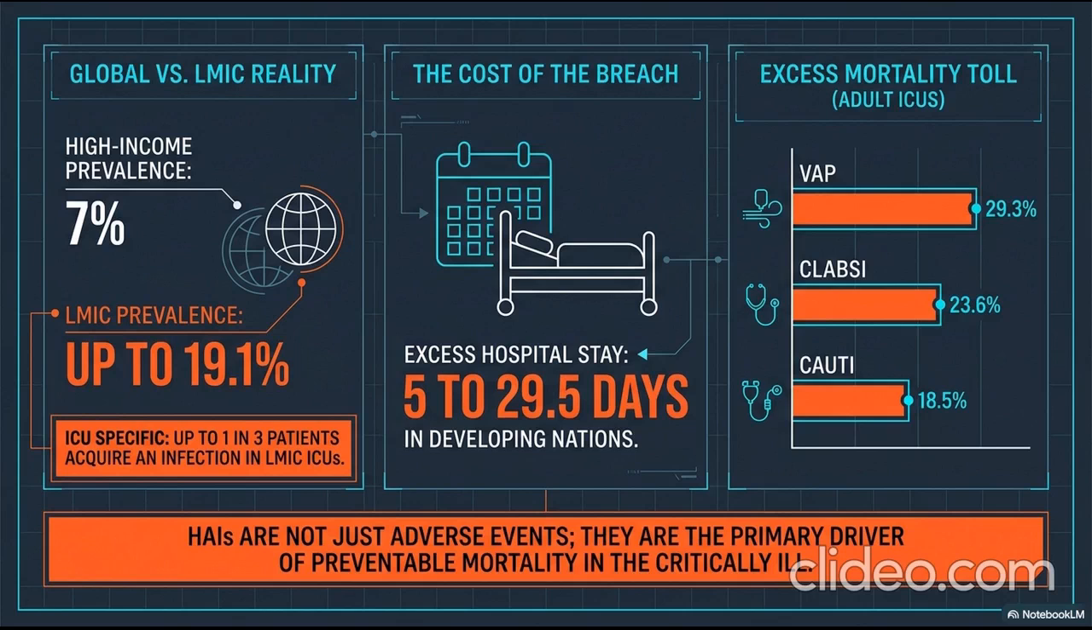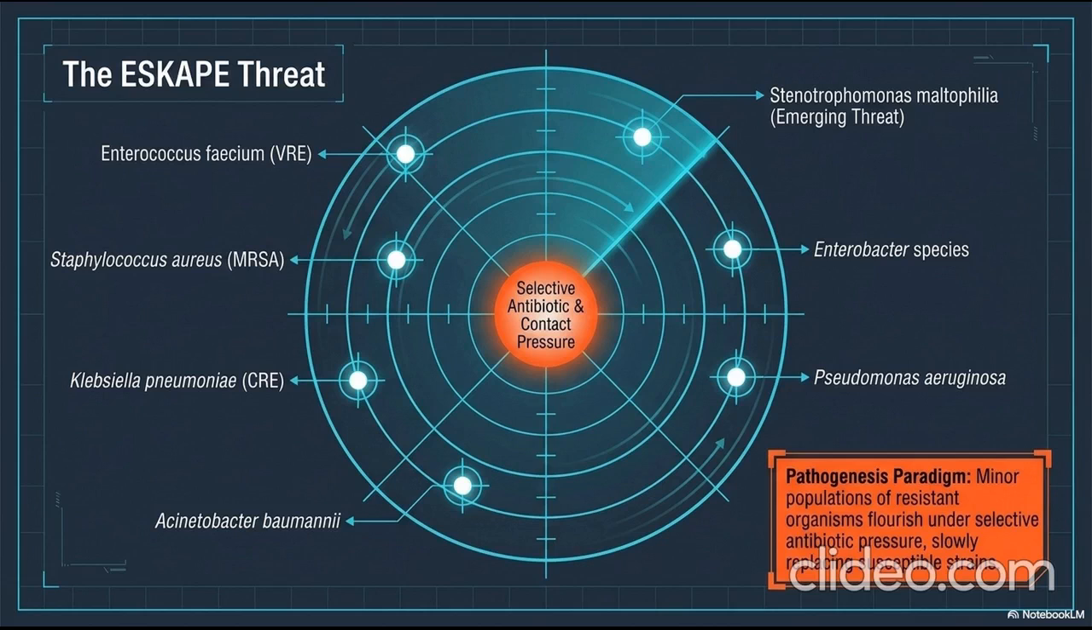These infections are the primary driver of preventable mortality, with ventilator-associated pneumonia, VAP, carrying a 29.3% mortality toll, followed by CLABSI at 23.6% and CAUTI at 18.5%.